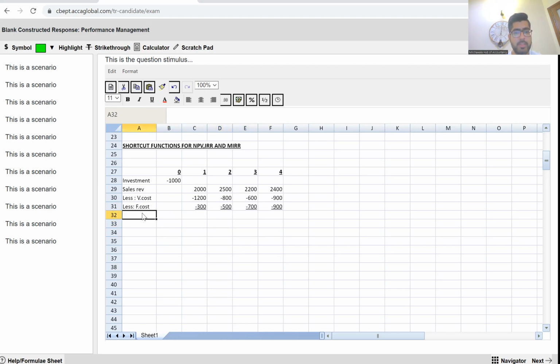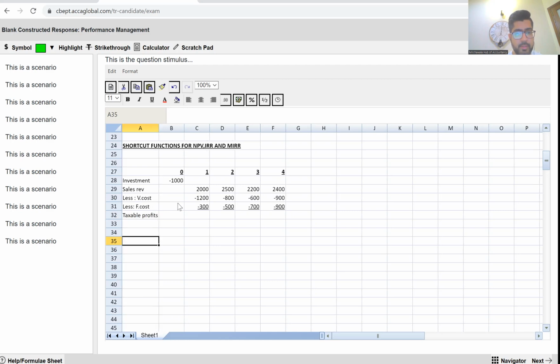You know, once you take revenues and deduct variable cost and fixed cost, so revenue less variable cost less fixed cost gives us taxable profits, right? So taxable profit in year one, please pay attention, is the sum of B28 to B30. Taxable profit would be the sum of C29 to C31. Please pay attention. This is taxable profit. It's 2000 minus 1200 minus 300, sum of C29 to C31.